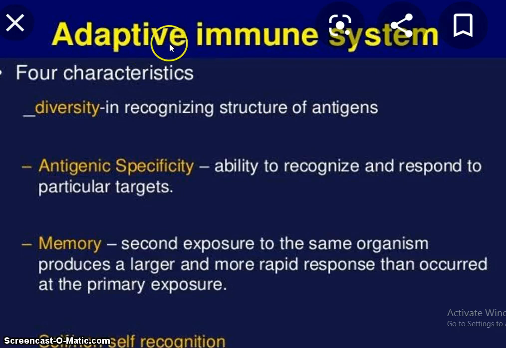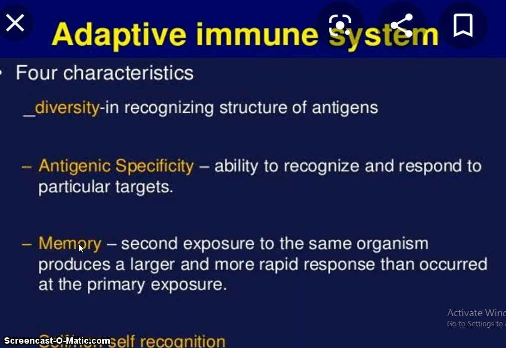It is acquired by our body during your lifespan. It has four basic properties. First is diversity, which means it can recognize diverse forms of antigens. Second is antigenic specificity. In an earlier lecture, we studied what antigenic specificity means: in adaptive immunity, special types of antibodies are released in response to each antigen. That is the antigenic specificity.